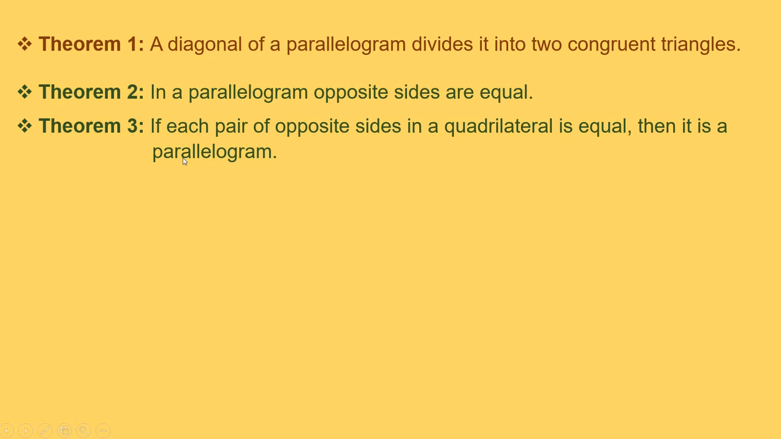So here you can observe, children, in a parallelogram, opposite sides are equal. In a quadrilateral, if each pair of opposite sides are equal, then it is a parallelogram. I hope you could understand this. Now moving on to the next theorem.